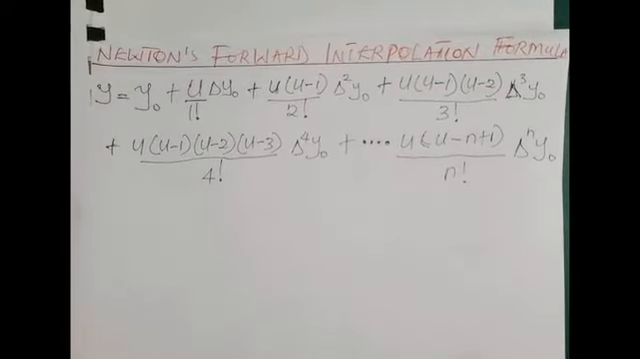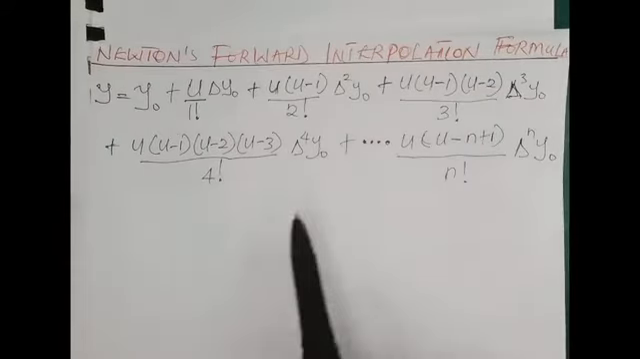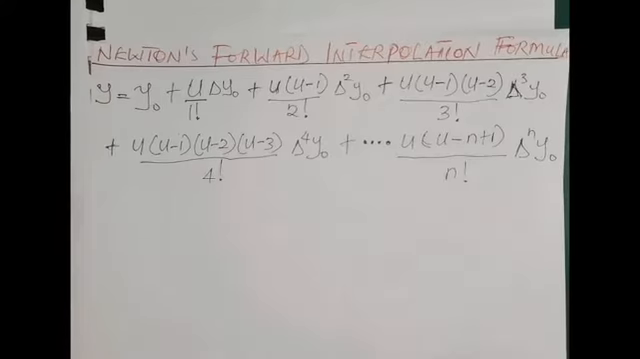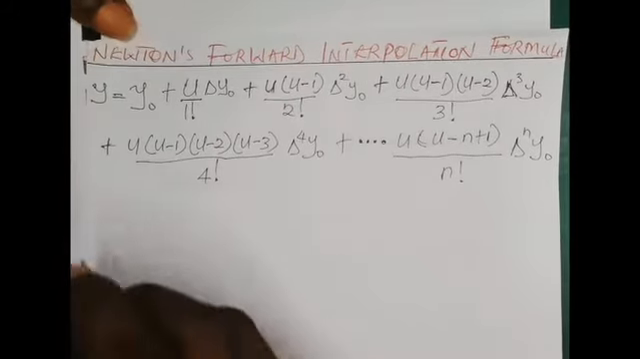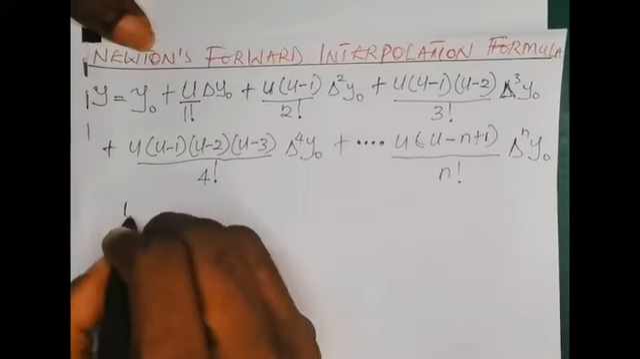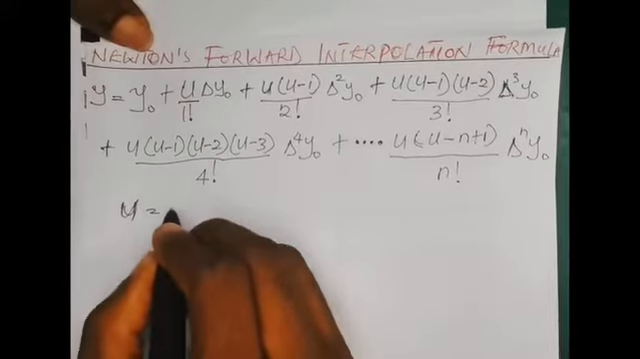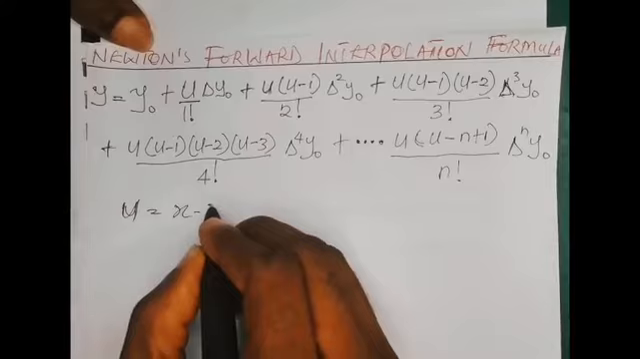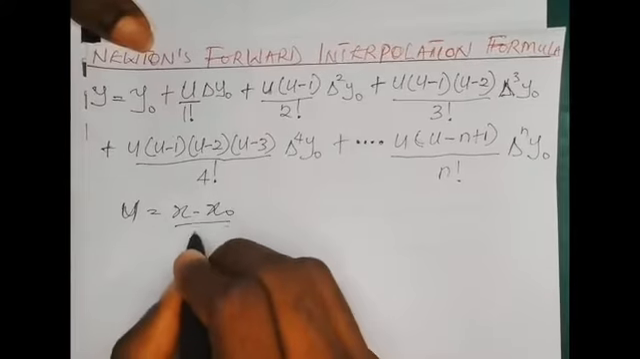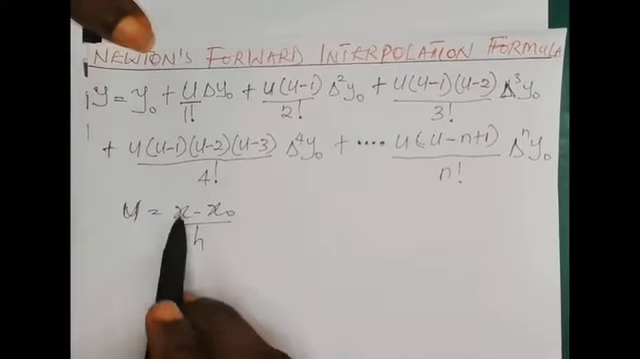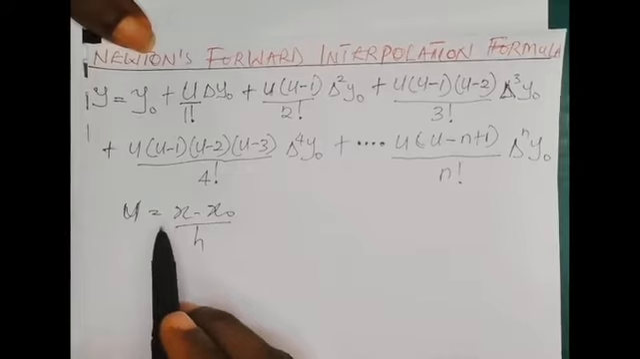This simply means that you can only stop where the difference table stops. We are going to come to the difference table much later in this video. But then how do you find u? U is simply equal to x minus x naught all over h, where x is the value to be interpolated.